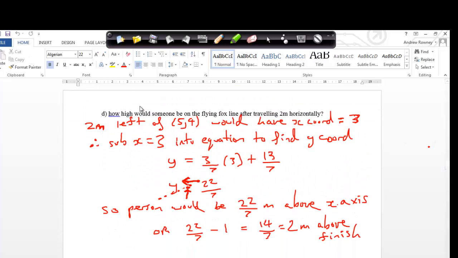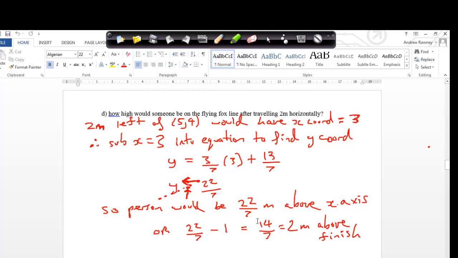Here we are. So how high would someone be on the Flying Fox after travelling 2 meters horizontally? If you're 2 meters left of (5, 4), that means instead of the x coordinate being 5, you have an x coordinate of 3. So you've got to substitute x equals 3 into the equation. If you put 3 in, after you work it all out you get 22/7. So that means a person is 22/7 meters above the x-axis.